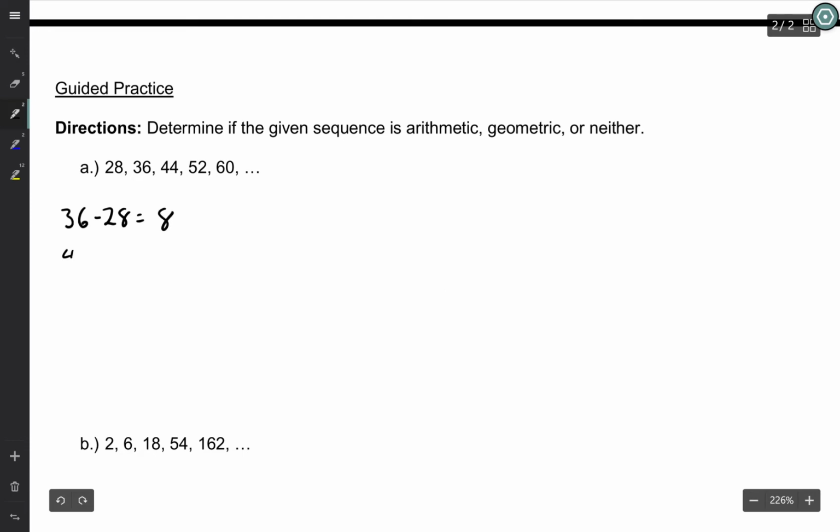Okay, let's try it with another one. 44 minus 36. You also get 8. Okay, let's jump around a little bit. Let's do 60 minus 52. What do I get? Well, I get 8.